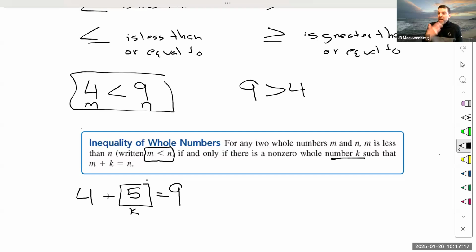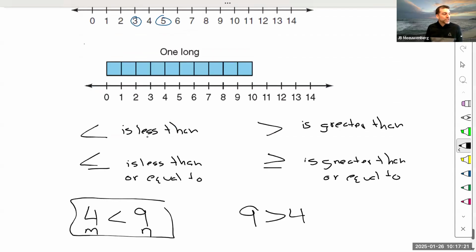4 is less than 9, and we know that because if you think about where those numbers would appear on a number line, here's 4, here's 9. In order to get from 4 to 9, I would have to add 5. One of the things that I'm hoping you are taking from this class and these videos is these formal definitions and how we have to start viewing some operations and ideas of mathematics that we previously might have just taken for granted.